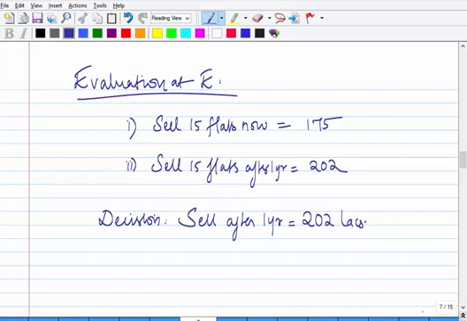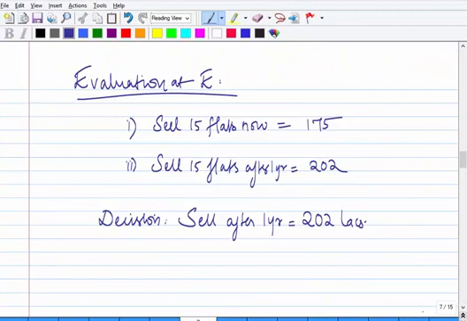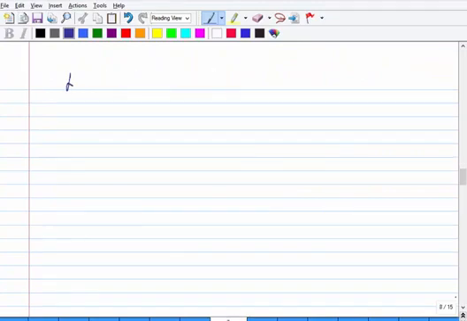So let's go back to the diagram and we'll show what will happen if you're going for 15 flats. If you're going for 15 flats, you will conclude that you will sell after 1 year and you will pocket a net benefit of 202 lakhs. Okay. So evaluation at E is also done. Now we have to go for evaluation at B. So let's do that. And again, B is a decision node.